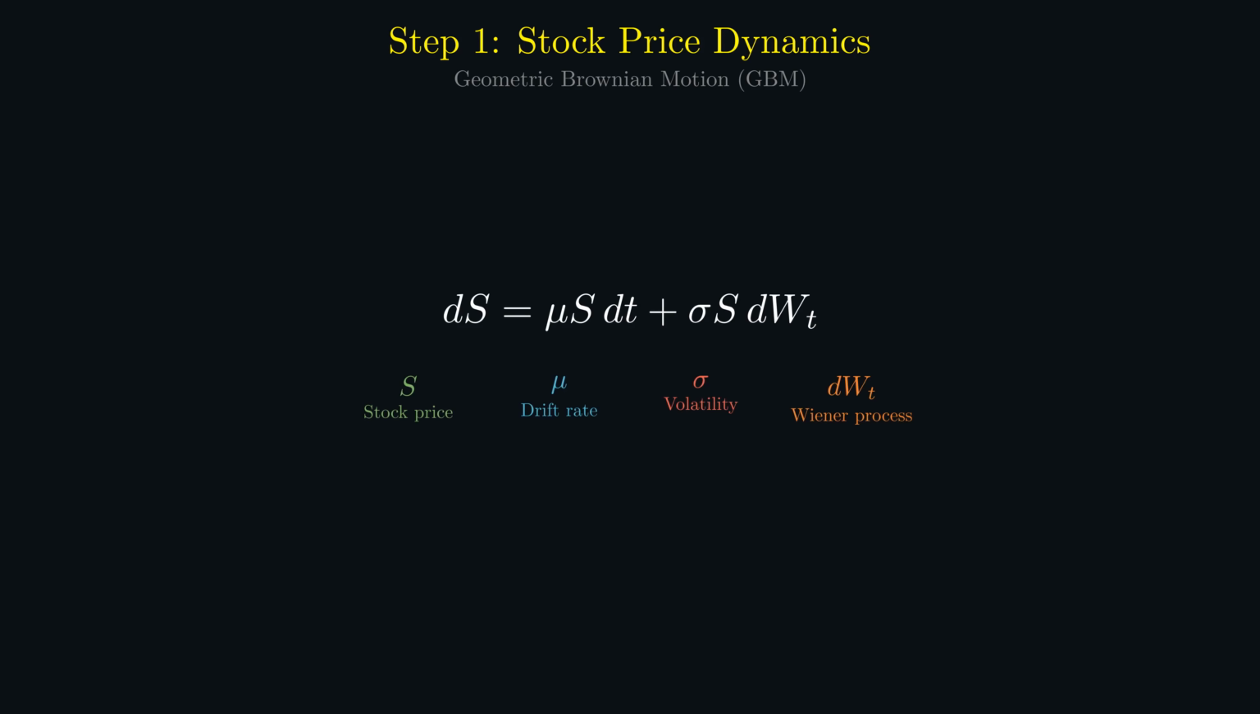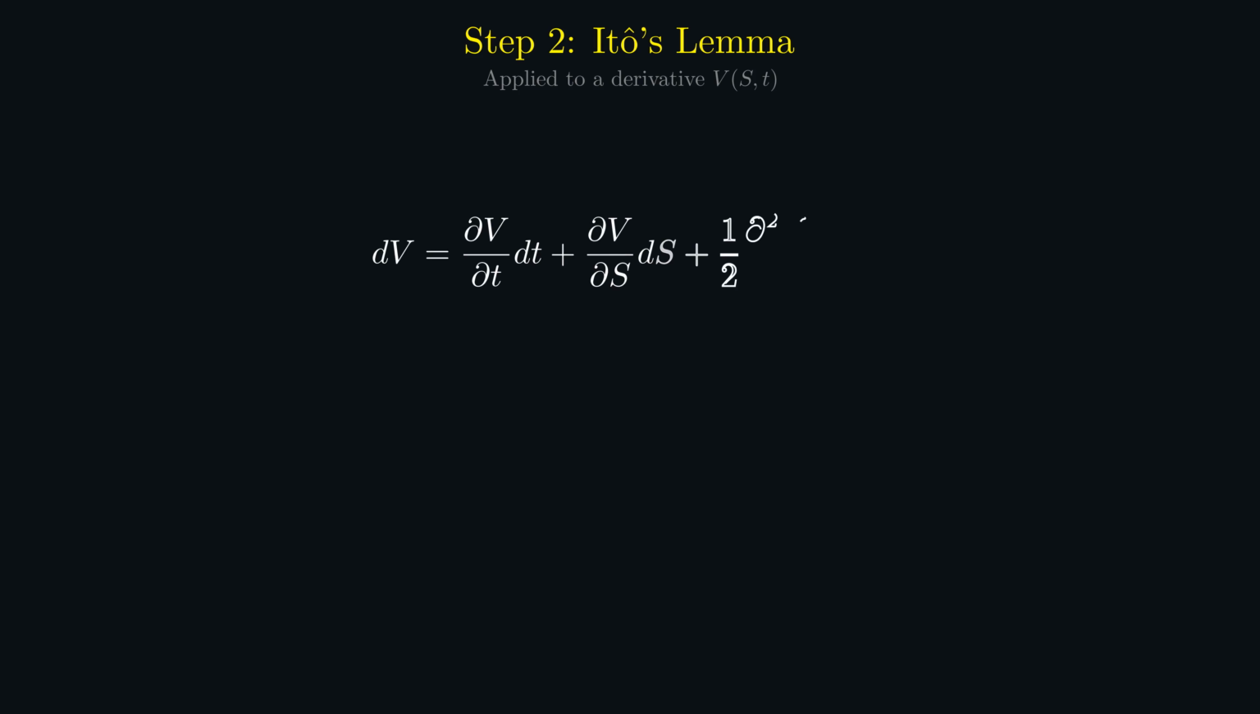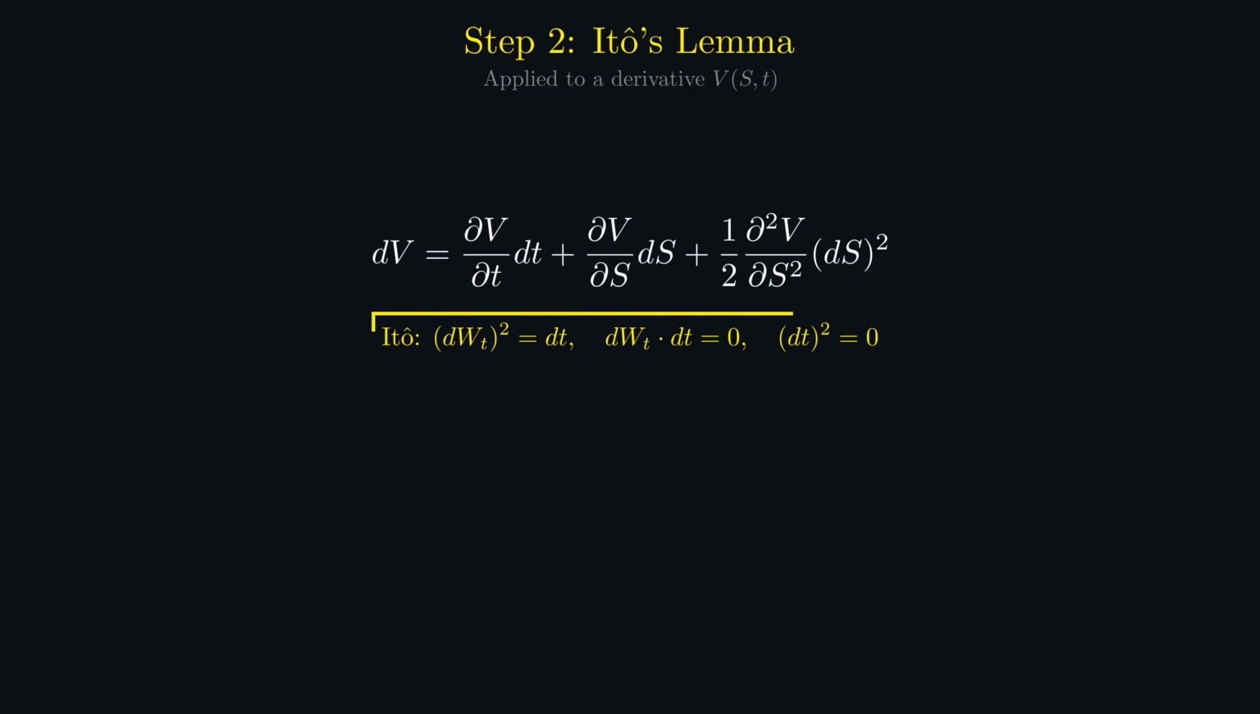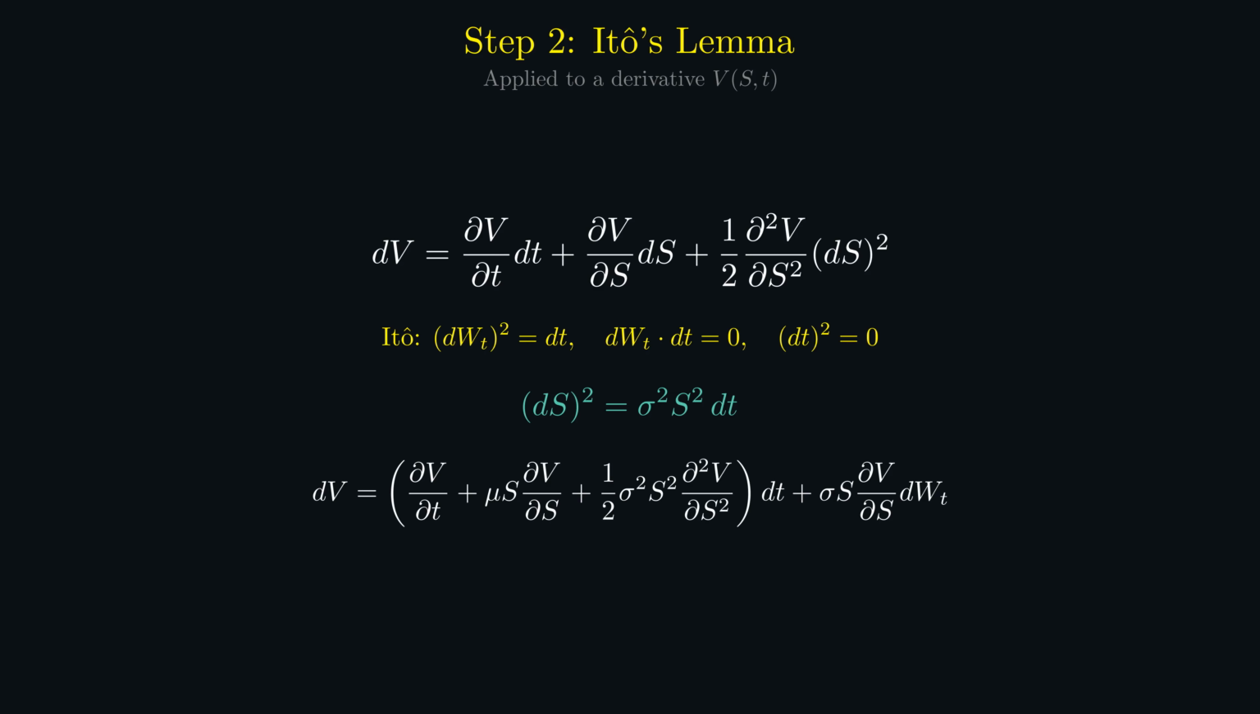The stock price S follows geometric Brownian motion: a deterministic drift term, mu S dt, plus a random shock term, sigma S dW_t, driven by a Wiener process. Now suppose V is the price of a derivative, say a call option. Since V depends on S, which is stochastic, we need Ito's lemma to find how V itself evolves.